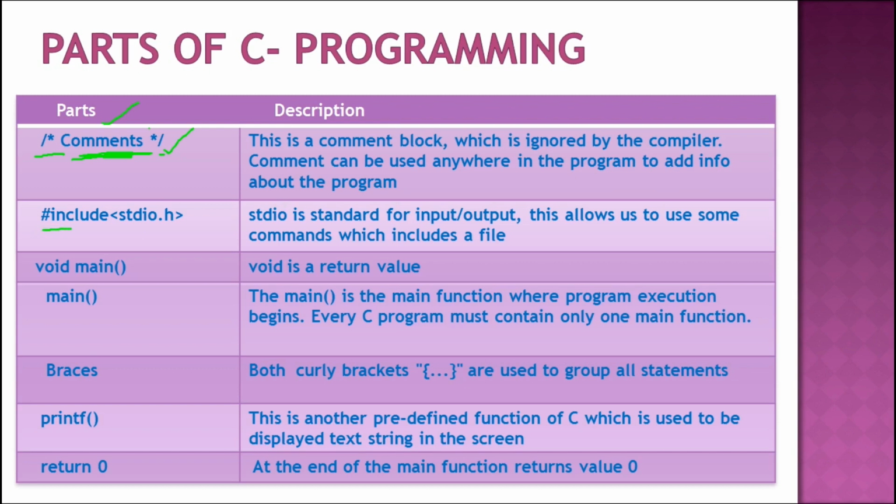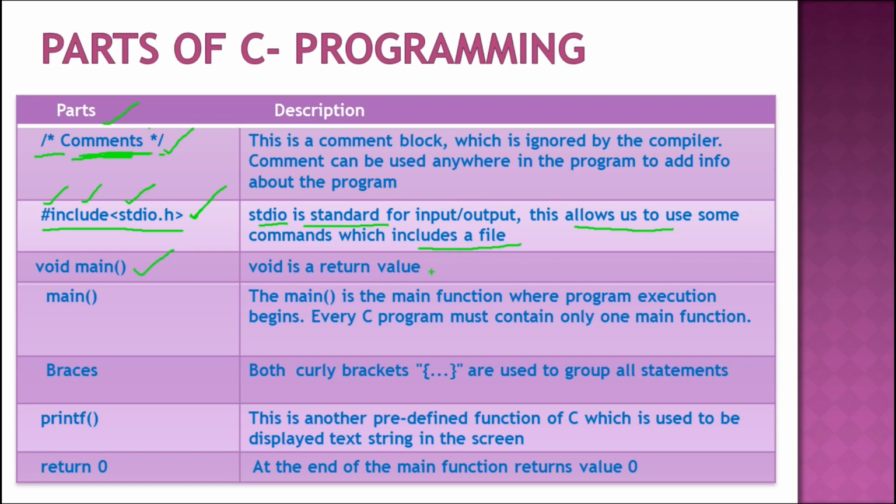Here we can include our library, which is useful for the requirements of the program. Here we included the header file, standard input output. Using include, we can include our libraries. Here, stdio is nothing but standard input output. This allows you to use some commands which are included in the file.